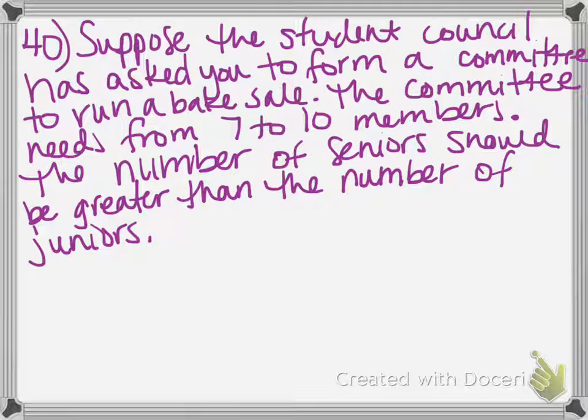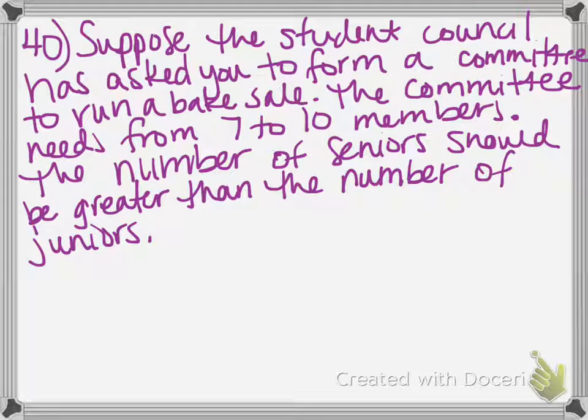Okay, so now we're going to look at number 40. Number 40 says, suppose the student council has asked you to form a committee to run a bake sale. The committee needs from 7 to 10 members, and the number of seniors should be greater than the number of juniors. Then it says, write a system of inequalities to model the problem.